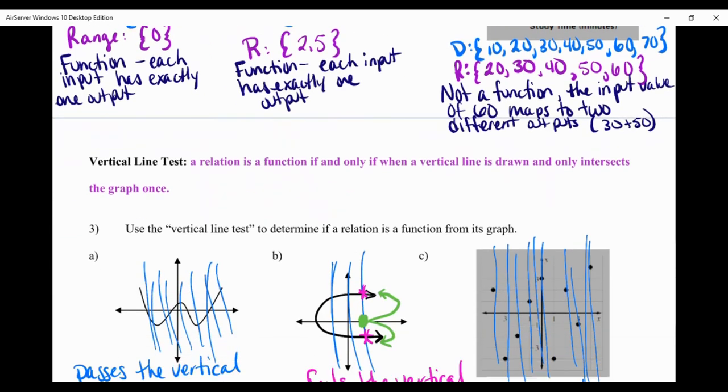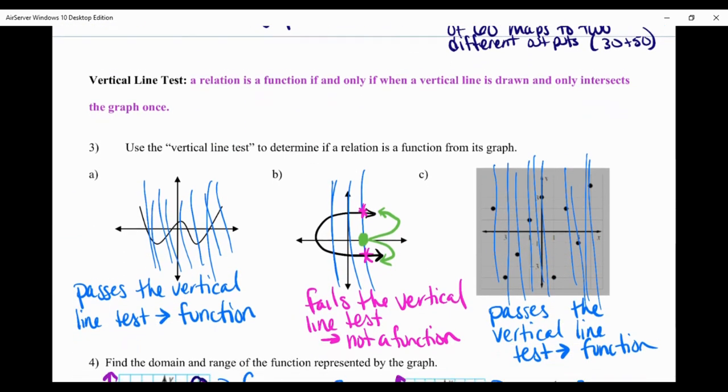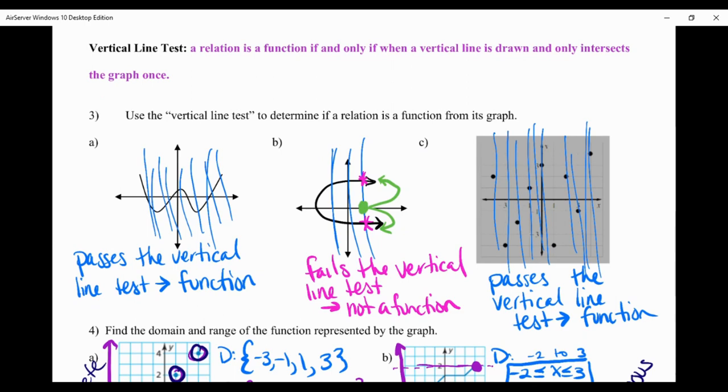You can also determine if a graphical representation of a relation is a function if it passes the vertical line test. If it fails the vertical line test and intersects the graph at more than one place, it is not a function. That input has more than one output.